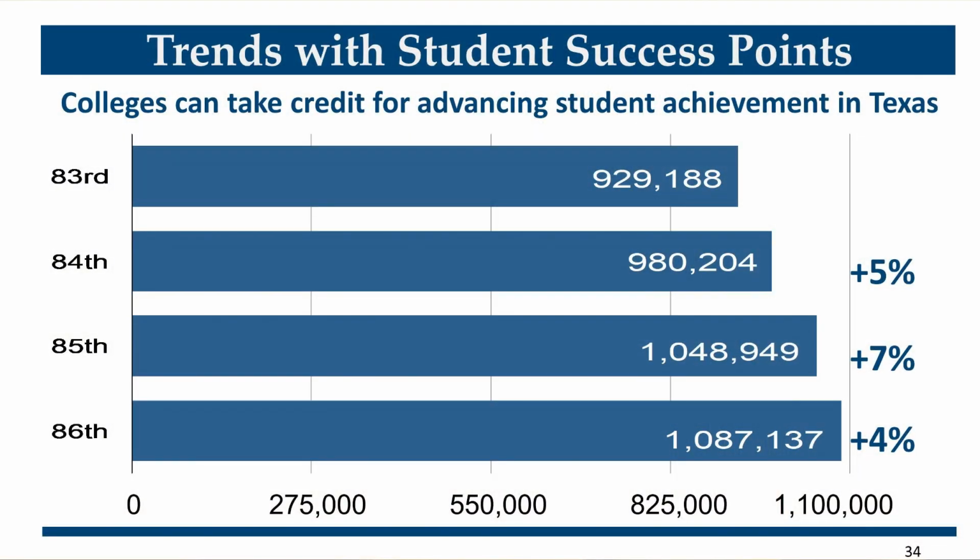This is how student success points have performed throughout the state. There has been significant increase over the period. You can see those kinds of increases for all community colleges. For my institution, if I go back to that 83rd session, we had generated around 41,000 in student success points. This last session, we were at about 52,500. And so when you start multiplying that out, it was about $4.7 million a year for student success points.